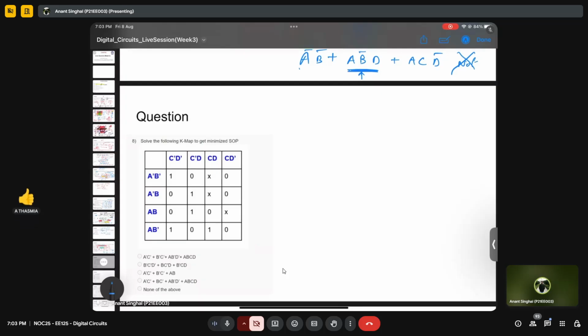This question has an X, that means don't care. I hope you already know that. What is don't care? Let me know the answer maybe in the chat box and then I'll also try to solve it.